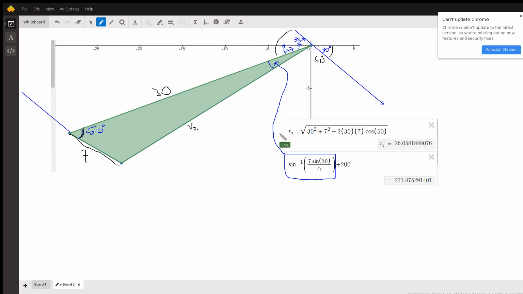And so here we are using the law of cosines to find r sub 2. It matches exactly what we got using Cartesian vectors. If I take the inverse sine using the law of sines, I can find this angle right here, whatever inverse sine of 7 sine of 50 over r sub 2 is. But then I have to add 200 to that because this is 200 plus what I found there gives us the theta for the resultant vector. And that also matches what we had on board 1.